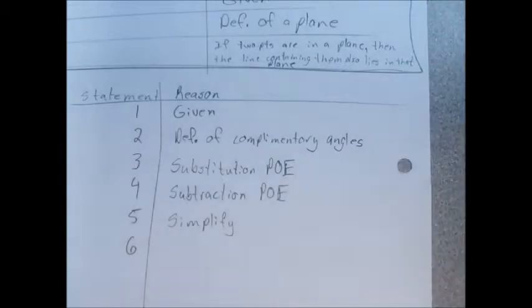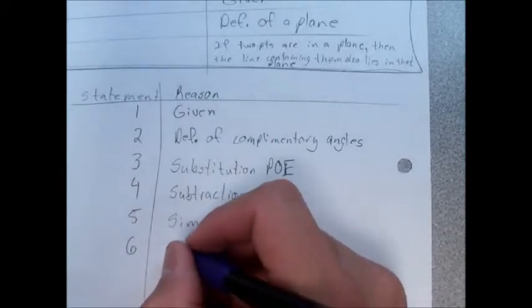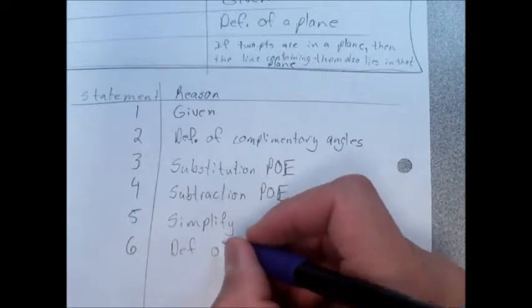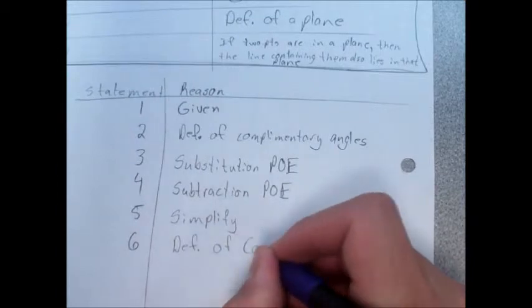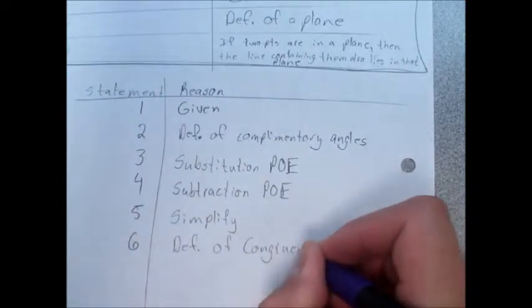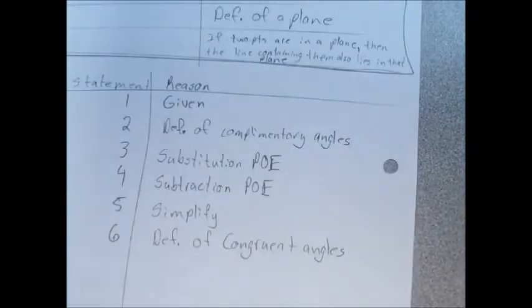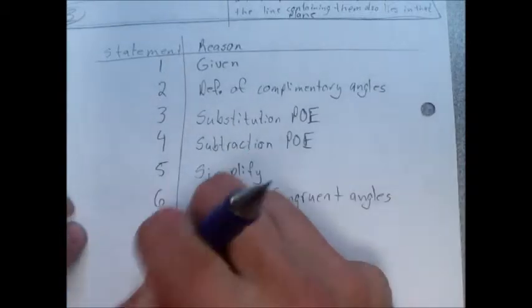So when you write your own proofs, I don't necessarily expect you to write that part, but since the question does ask us to prove congruency, we have to simplify it and then show that that congruency changes over. So it's just a definition of congruent angles. Two angles that are congruent are also equal to each other. Definition of congruency. Definition of congruent angles.